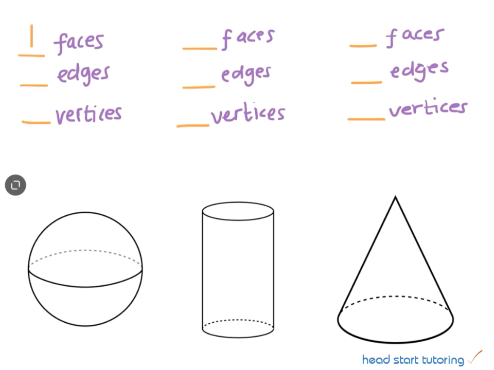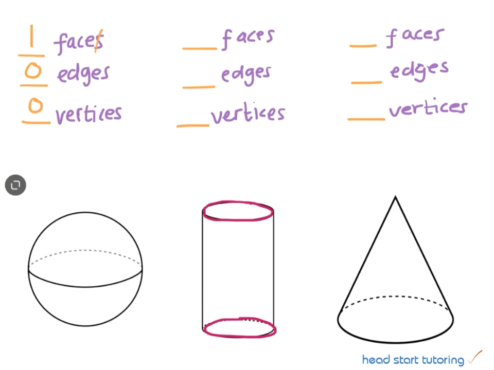And remember that an edge is a line segment that joins 2 vertices together. But because we do not have any vertices in our sphere, because it is circular, it doesn't have any corners, we do not have any edges either. Right, so our sphere has one face, 0 edges, and 0 vertices. Let's have a look at our cylinder. Our cylinder is a solid that has 3 faces. So we've got our circular bases over there.